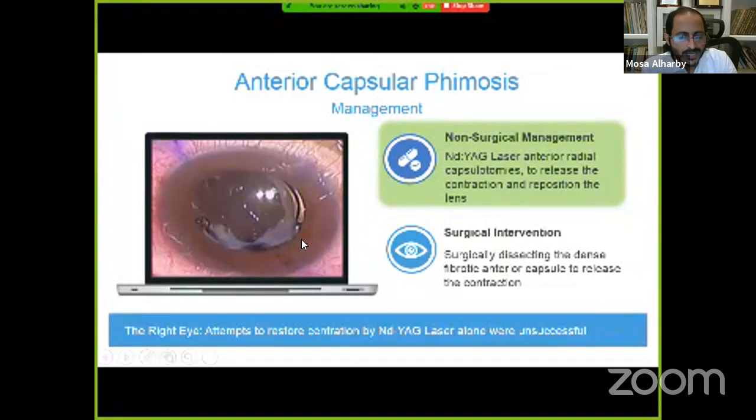Still, if there is a chance to add more YAG before the final destination, which is maybe removal of the IOL, I will try to give another trial of YAG if possible. Keeping in mind, and talking and counseling the patient, that at the end of the game we might need to change it. This is very important.